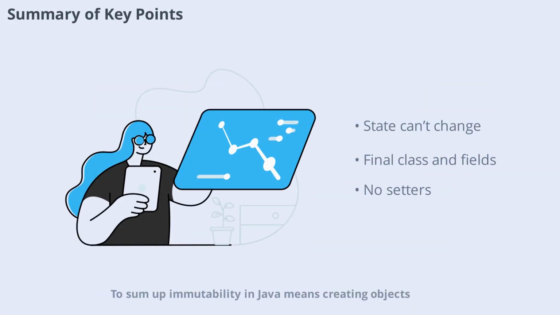To sum up, immutability in Java means creating objects whose state cannot change after creation. This is achieved by making classes final, fields private and final, and avoiding setters. Immutability brings thread safety, predictability, and easier testing and debugging to your code.